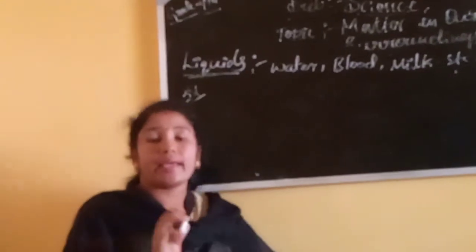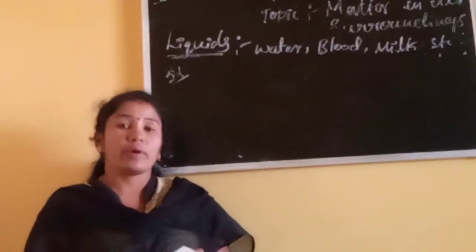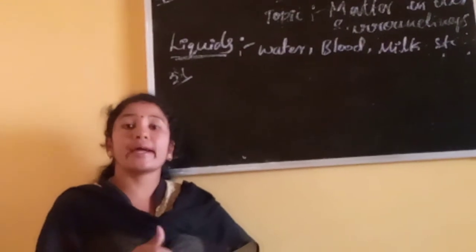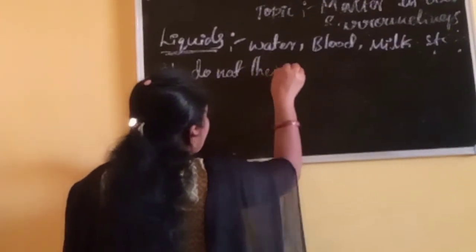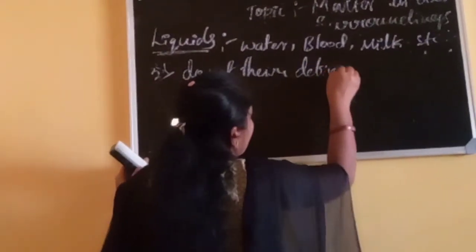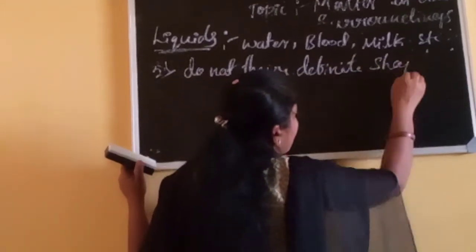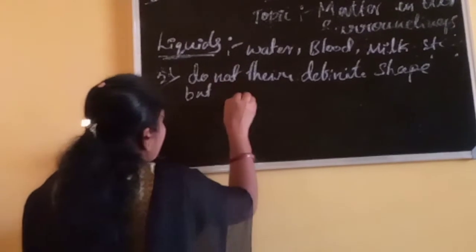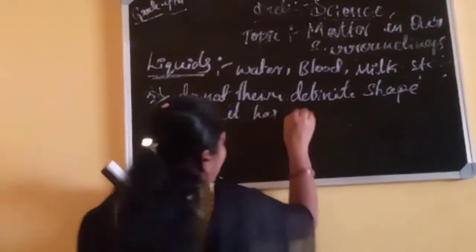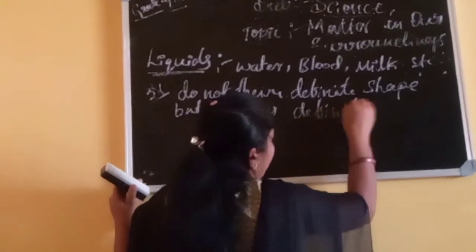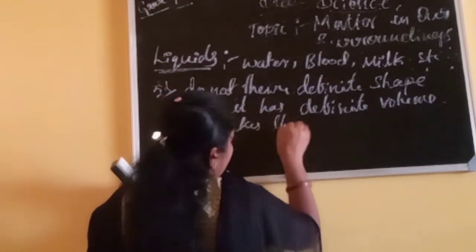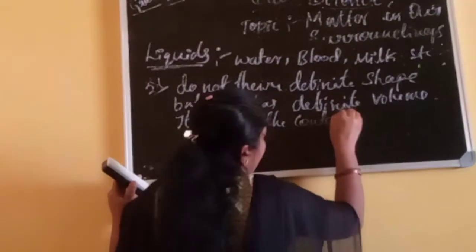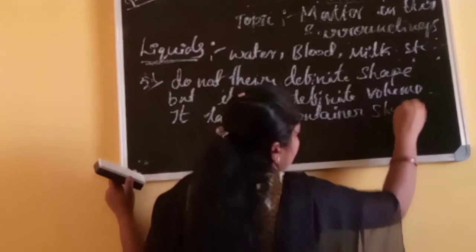And one more important property: liquids do not take a definite shape, but they have a definite volume, and they take the container shape.